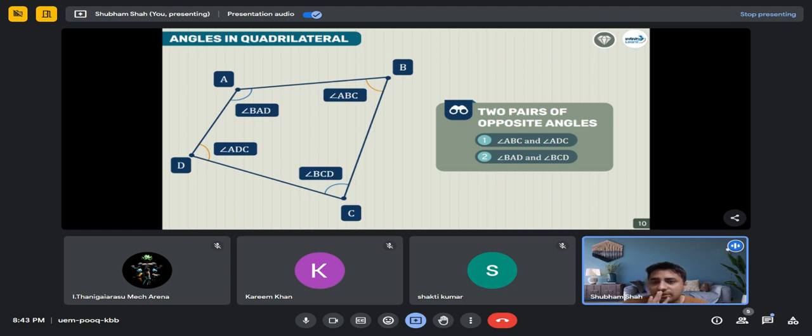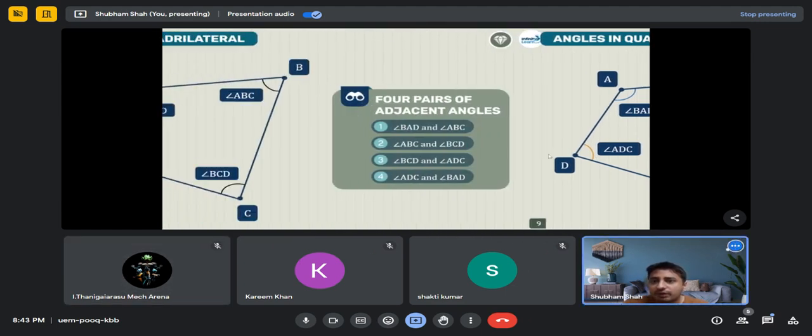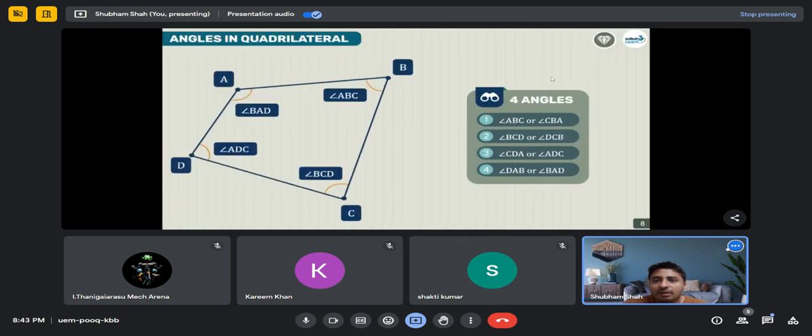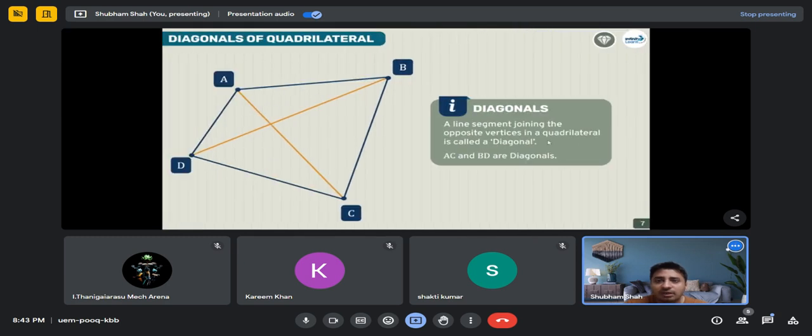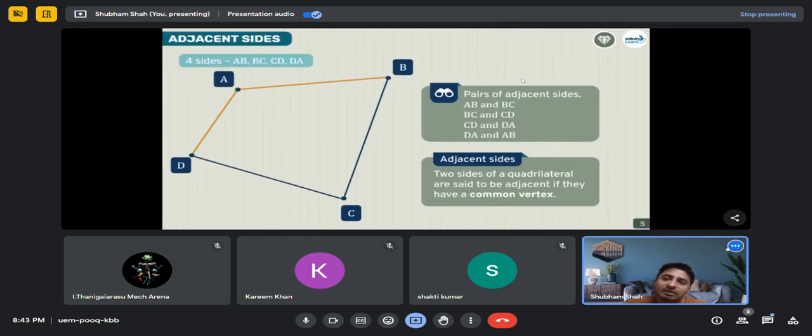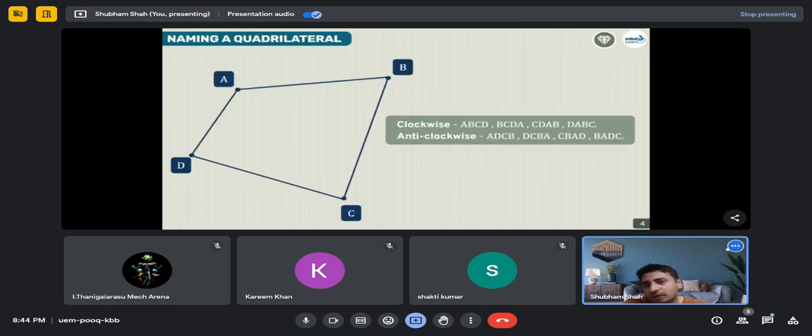Have you written this one? Angles in a quadrilateral? Just a quick revision. These are the angles: angle A, angle B, angle C, angle D. These are the adjacent angle pairs. Diagonals: AC and BD are the diagonals. Opposite sides: AB and CD are a pair of opposite sides. Four sides are there. Adjacent sides mean having a common vertex, so these are the pairs of adjacent sides. And this is known as naming of a quadrilateral.